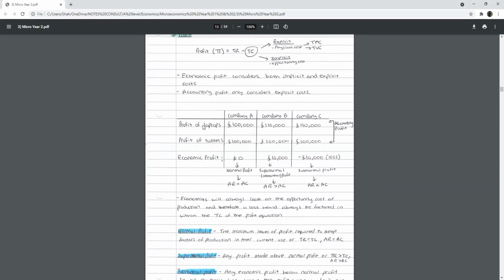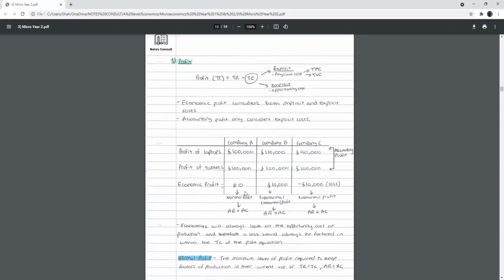But here we have the profits that they get from selling laptops and the profits that they could get from selling tablets, okay? If you look at company A, the profit that they're getting for laptops is 100K. The profit that they could get for tablets is 100K. So their economic profit is actually £0, which is also called normal profit, because the average revenue is equal to the average cost. This is just a condition because there's no opportunity cost here. If they switch to tablets, their economic profit would not increase by any amount.